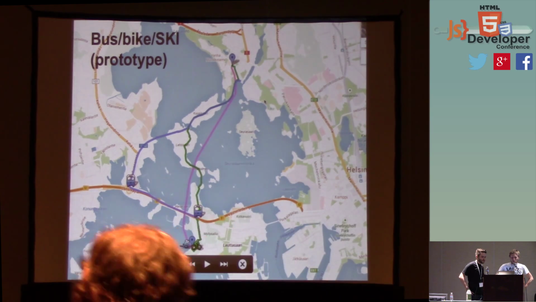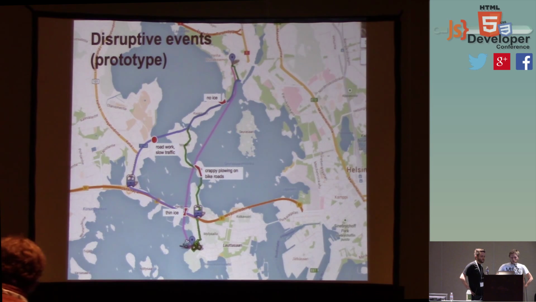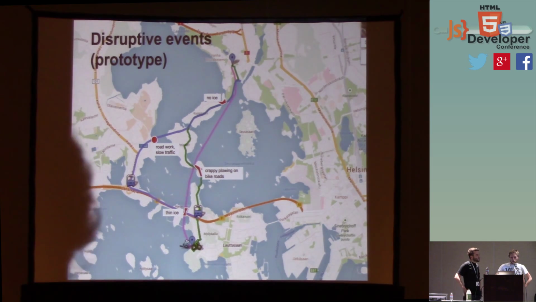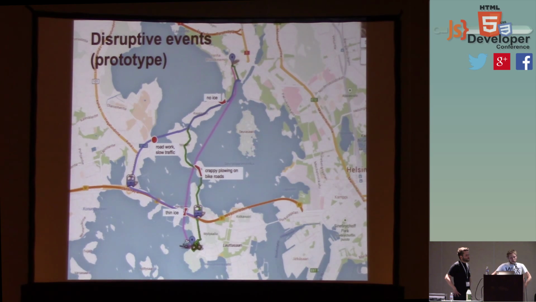One feature coming into Superhub is disruptive events. Here in the prototype, they are visualized in the same map as the journey plans. So I can check that, okay, this is where I would ski, but it says thin ice, so I maybe have to be careful. And here it's no ice, so I have to be super careful. And there's crappy plowing on the bike road, so I'm not gonna do the bike. I'm gonna ski. It's the best thing.